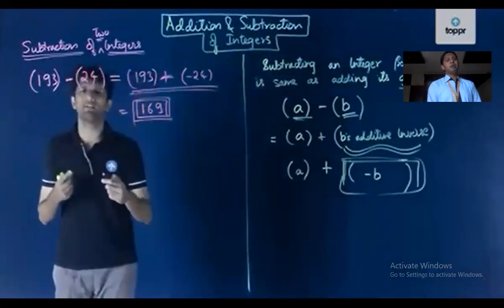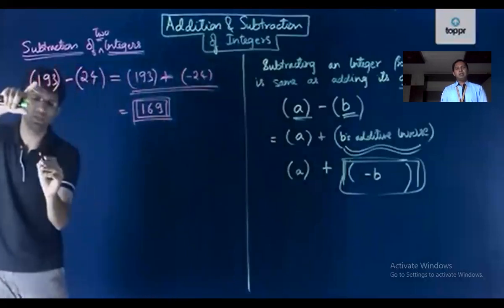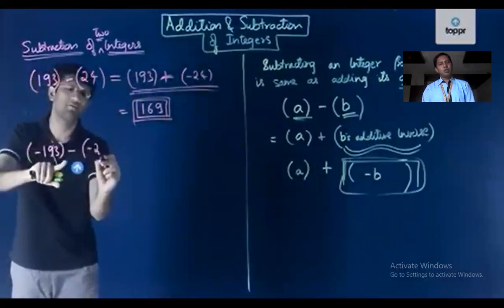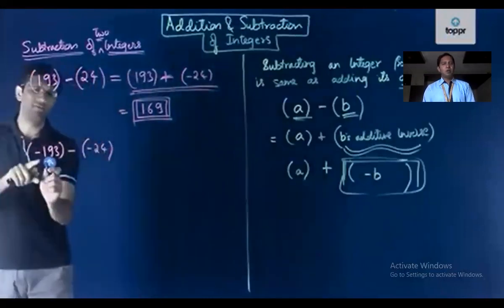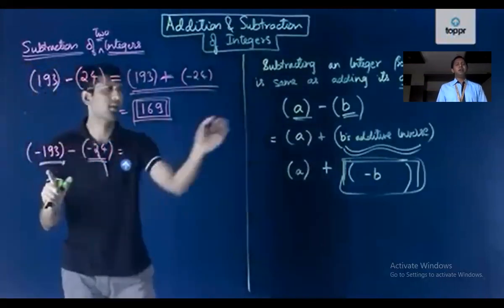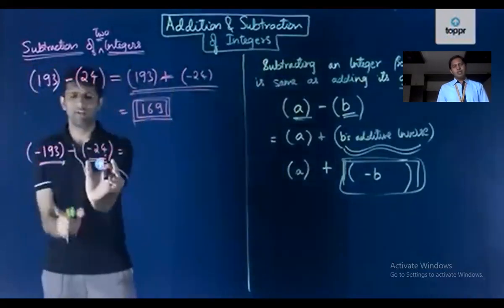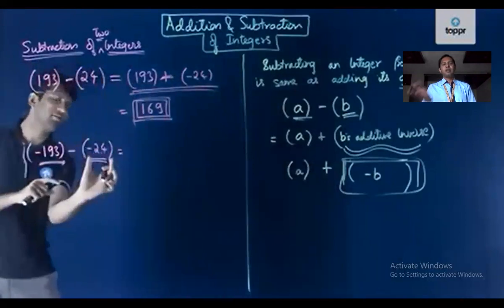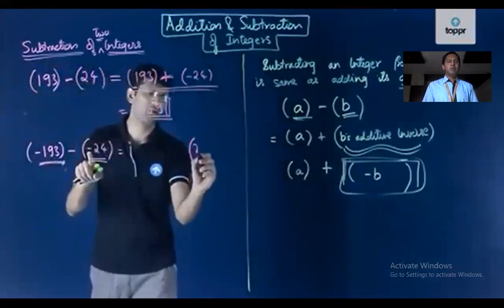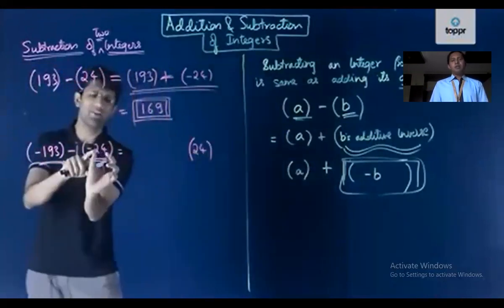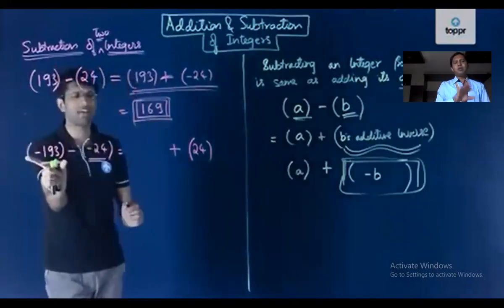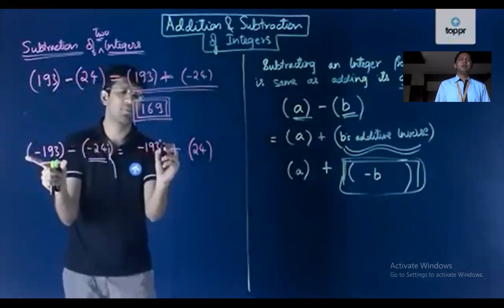Now we'll consider the second case where 193 is negative and 24 is also negative. In this case also we'll apply the same rule of additive inverse. So we'll write minus 193 as it is, and the additive inverse of minus 24 will become plus 24. The minus 24 will become plus 24, and the minus sign in between these two numbers will become positive. This will be minus 193 plus 24.